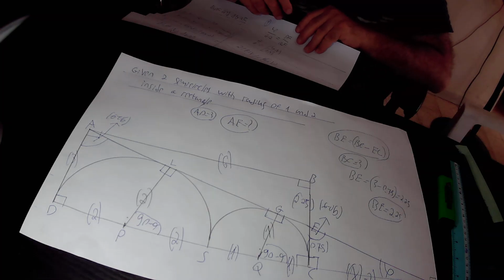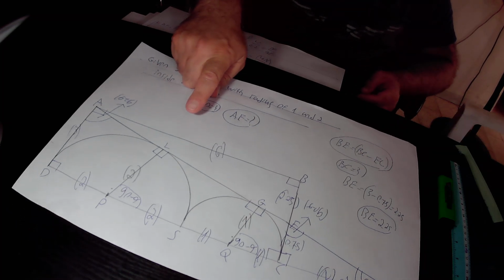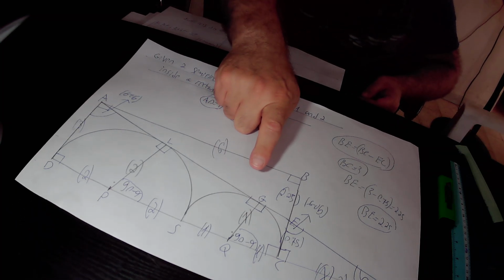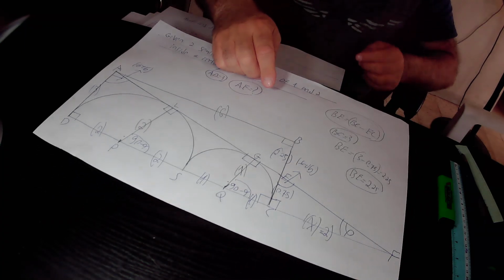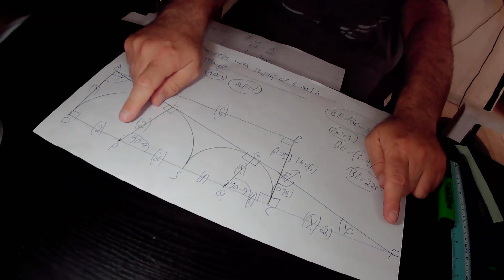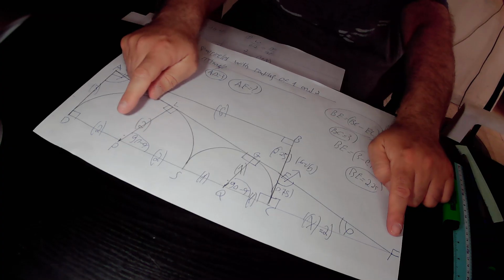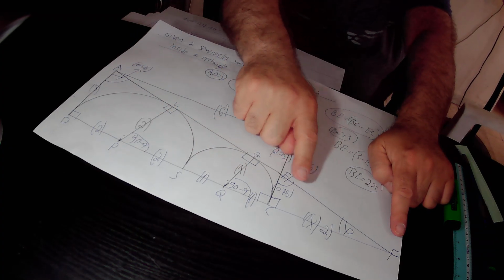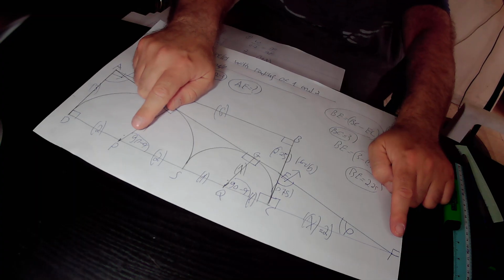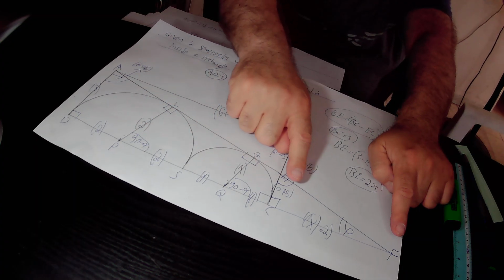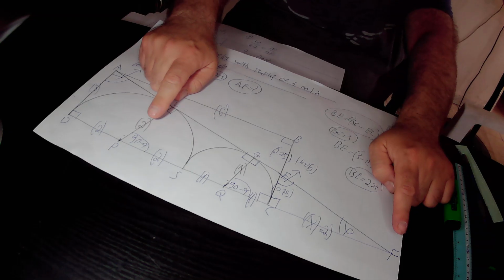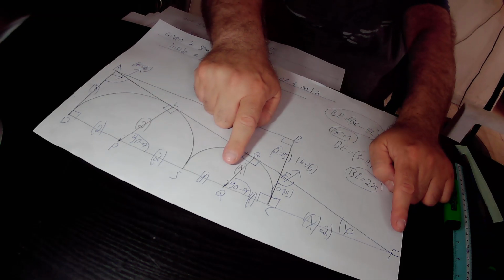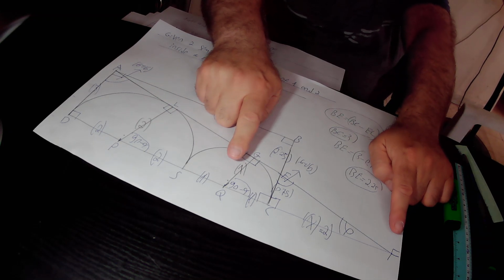LP is the radius of the big semicircle, that is 2. GQ is the radius of the small semicircle, that is 1. What is the value of PF? PF equals 2 plus 1 plus 1, that is 4, plus x. So PF in total equals 4 plus x over QF. QF equals 1 plus x.